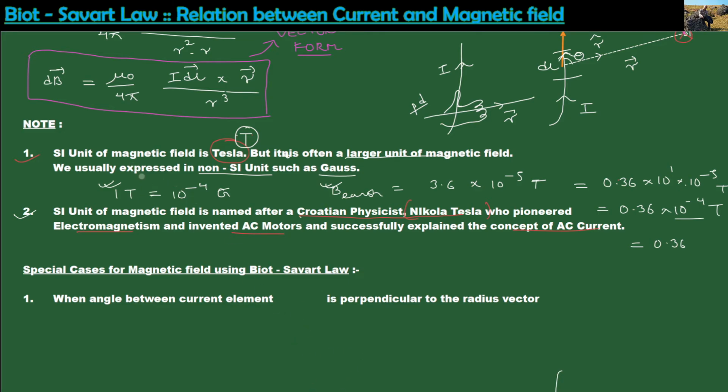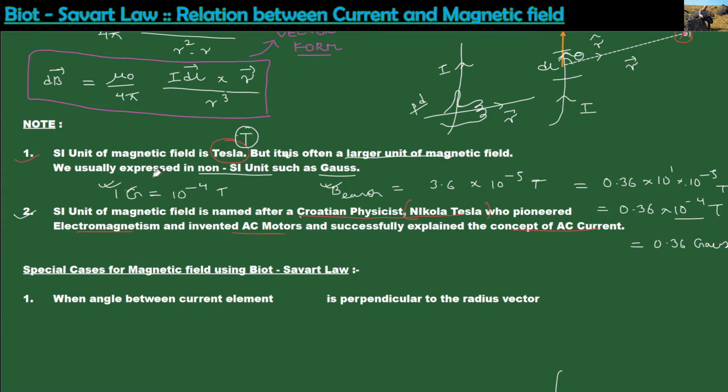Sorry, there is some mistake over here. One Gauss is 10 to the power minus 4 Tesla. So this is in terms of Gauss. Okay, one Gauss. So this is very important.